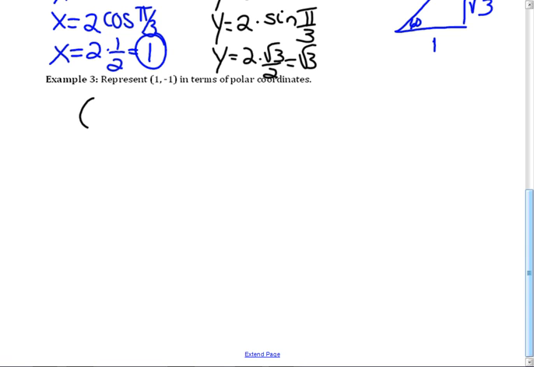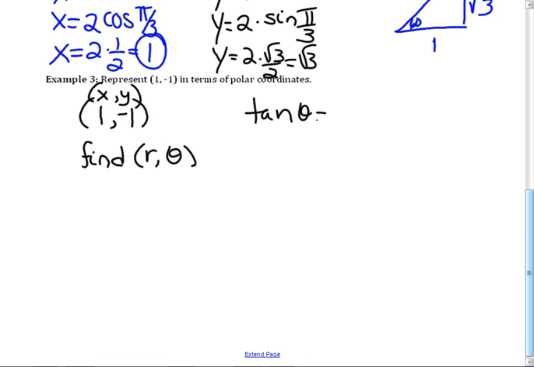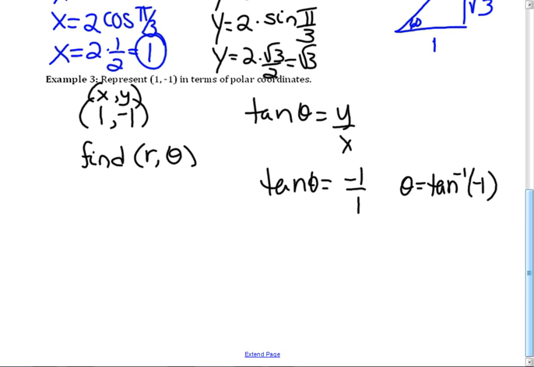Okay, this is x and this is y. I want to find r and theta. Okay, how are you going to do that? The tangent of theta is equal to y over x, right? So the tangent of theta is equal to -1 over 1. So theta is equal to the inverse tangent of that. What angle is that? Matt?